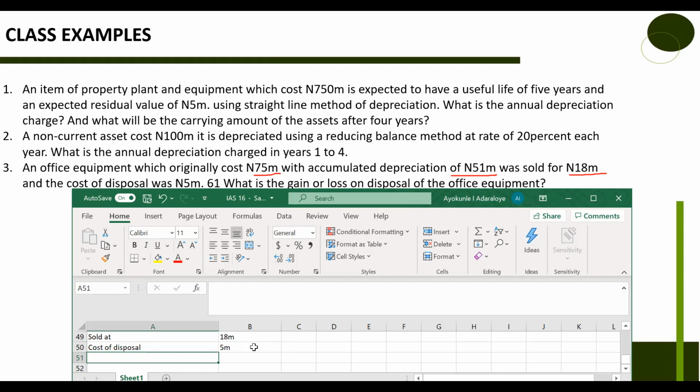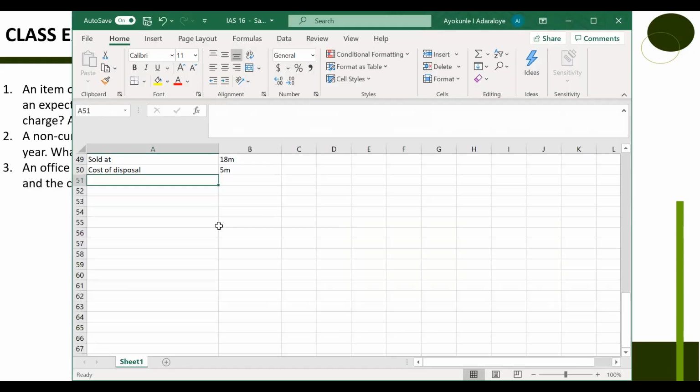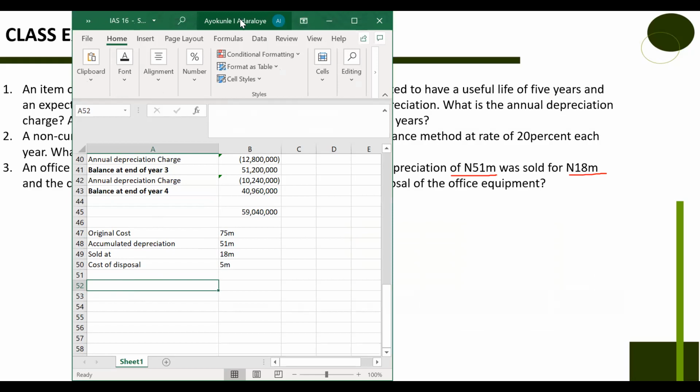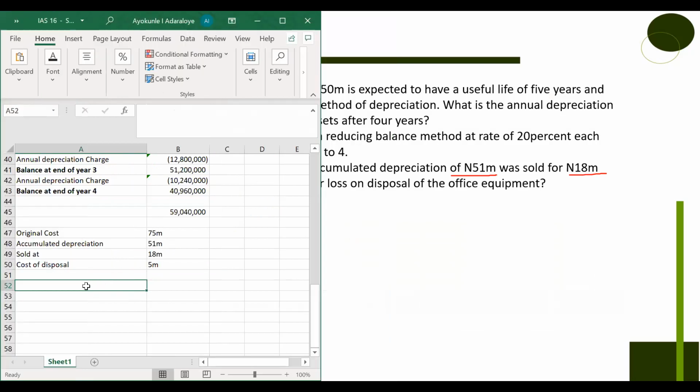Okay. So then the question is, what is the gain or loss on disposal of the office equipment? Let me use this opportunity to explain this one so that we just get there and we move on. So this is the information that we have. Looking at this and all the explanations I've made earlier, what is the net book value of this asset? What is the carrying amount of this asset? How do we calculate net book value or carrying amount?